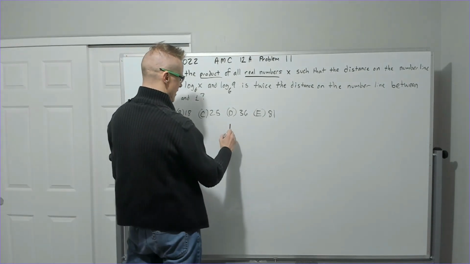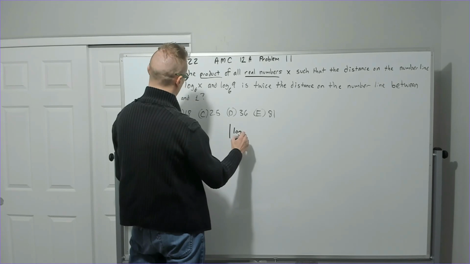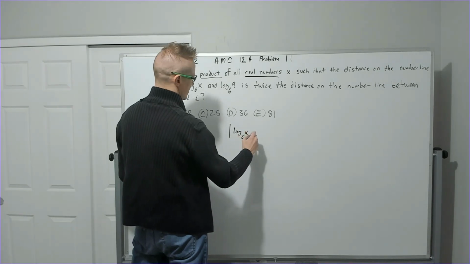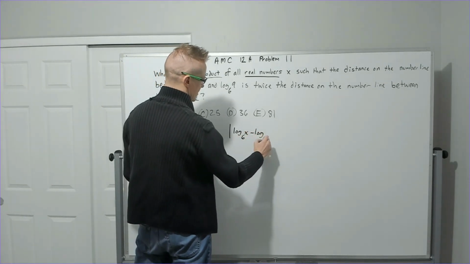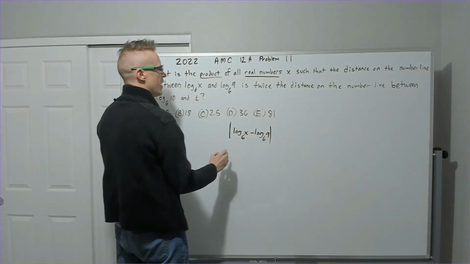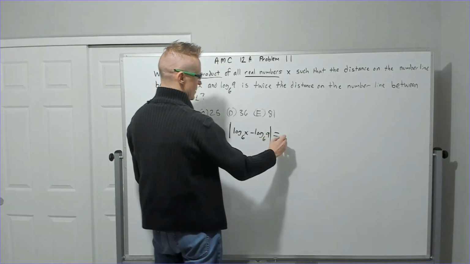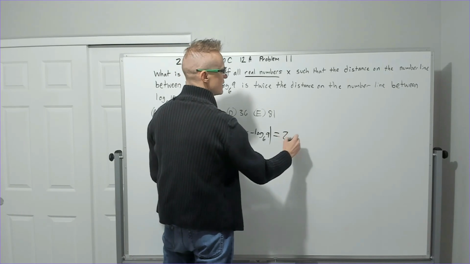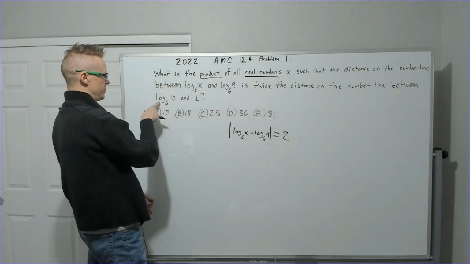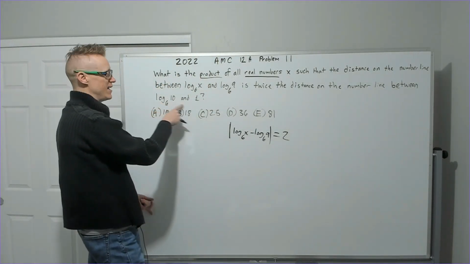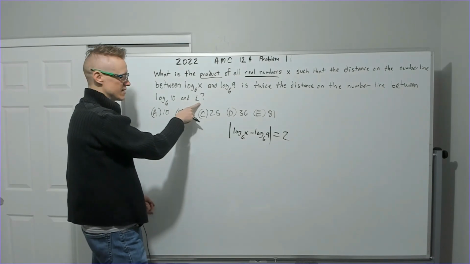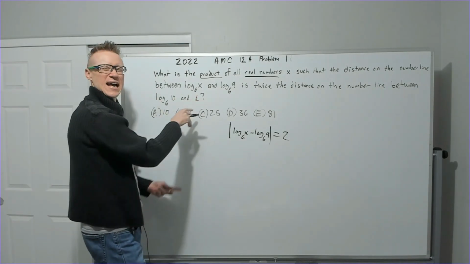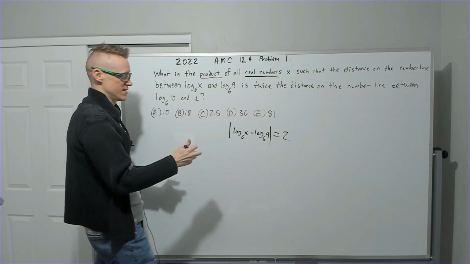So you're looking at the absolute value of log base 6 of x minus log base 6 of 9. That needs to equal twice the distance on the number line between log base 6 of 10 and log base 6 of 6. Again, convert things as you read them in the context of the problem.